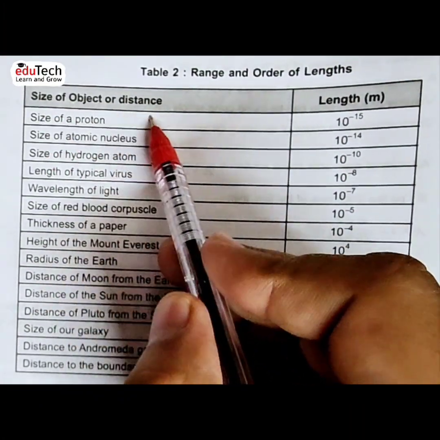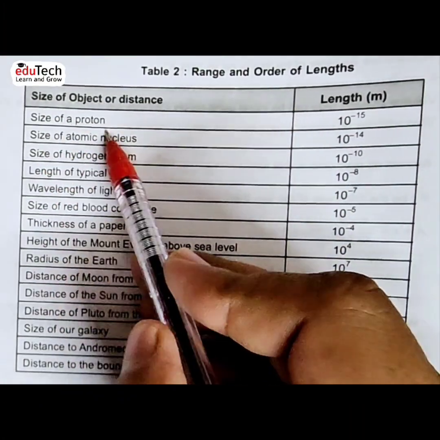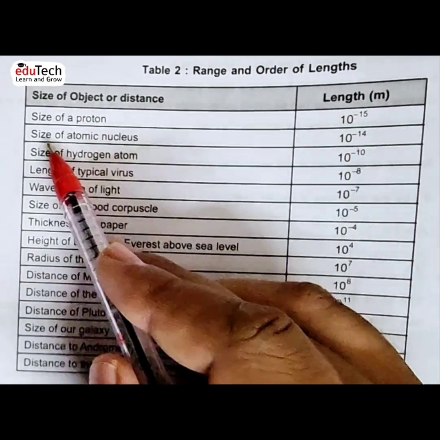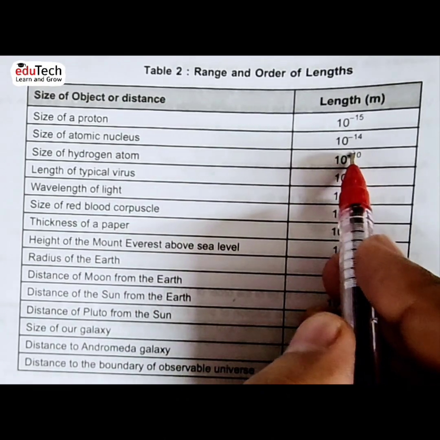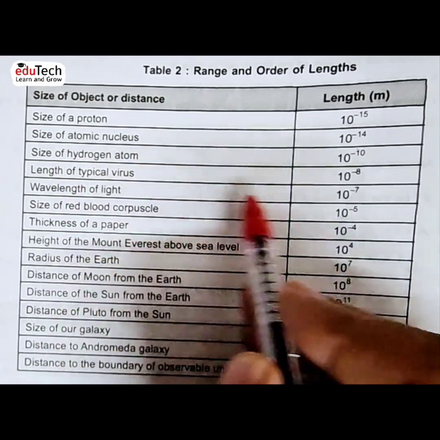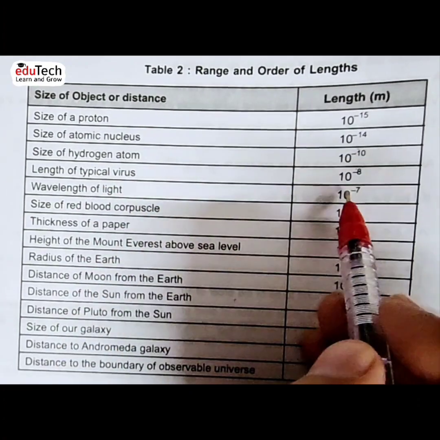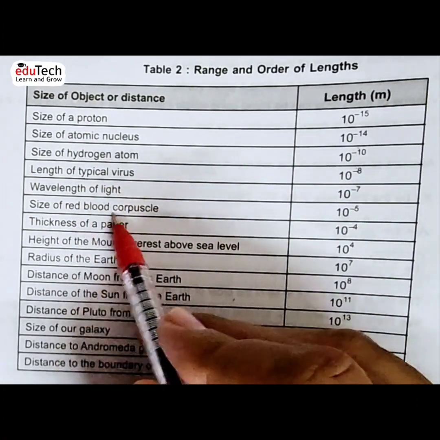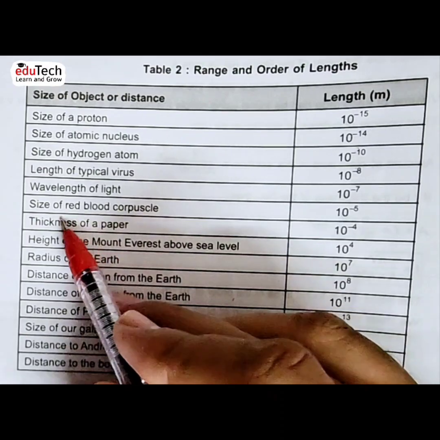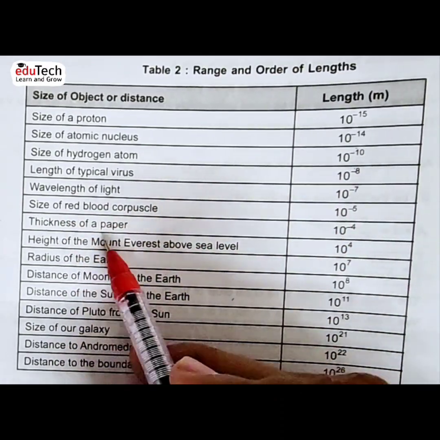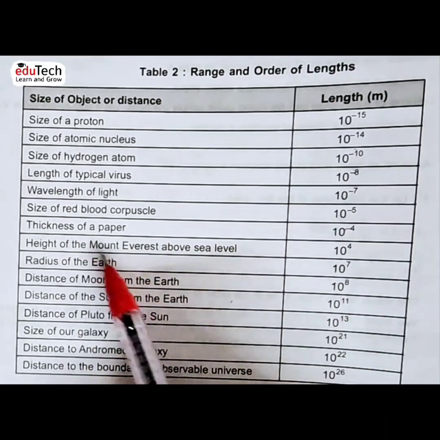Size of object or distance and length, in meters. Size of proton 10 power minus 15 meter. Size of atomic nucleus 10 power minus 14 meter. Size of hydrogen atom 10 power minus 10 meter. Length of typical virus 10 power minus 8 meter. Wavelength of light 10 power minus 7 meter. Size of red blood corpuscles RBC 10 power minus 5 meter. Thickness of a paper 10 power minus 4 meter.